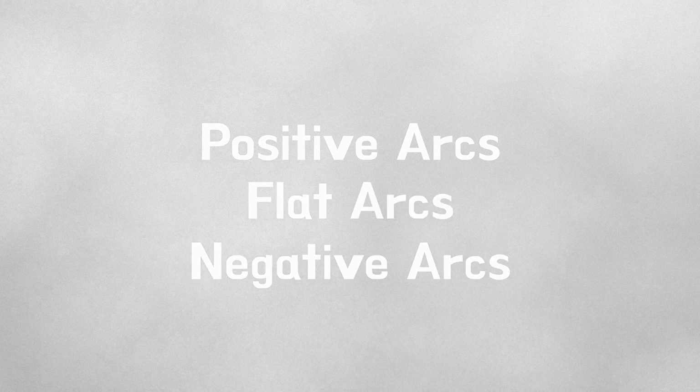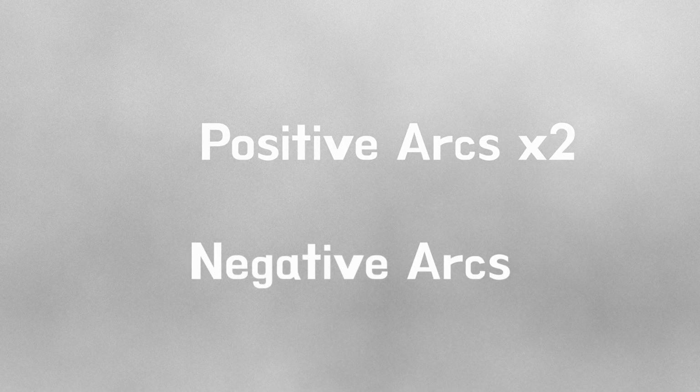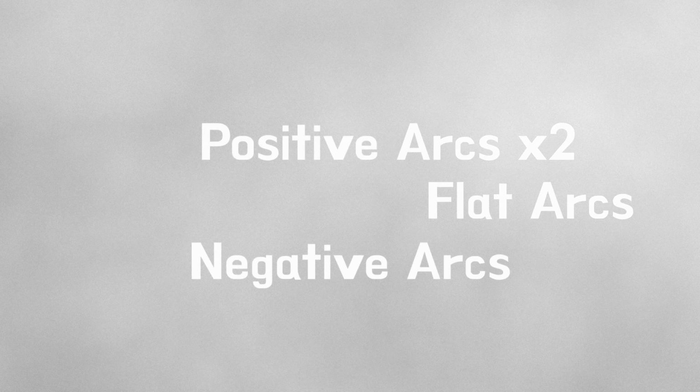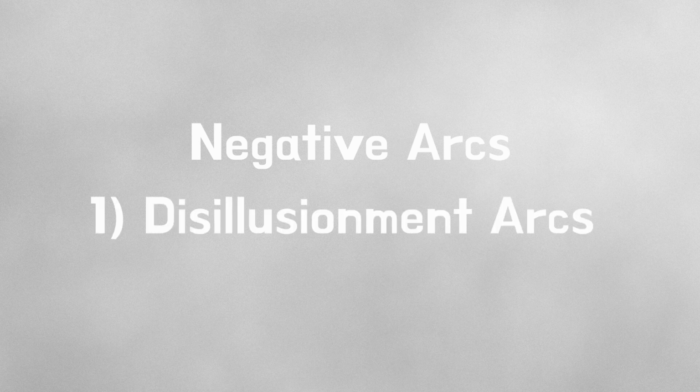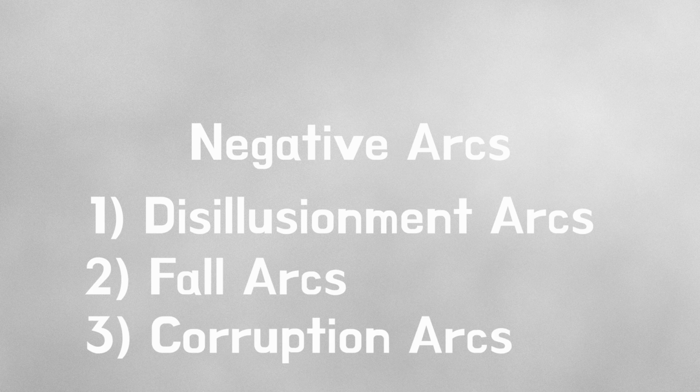The 3 basic arcs that then become a few more arcs are our positive arcs, our negative arcs, and our flat arcs. But even within those, there are 2 different positive arcs, with a flat arc kind of being a positive arc, and we have 3 negative arcs, with flat arcs sometimes also being a negative arc. But the 2 heroic or positive arcs that we have are a positive arc and a flat arc. And then the 3 negative arcs that we have are the disillusionment arc, the fall arc, and the corruption arc. We'll talk a bit about each of those once we get to it.